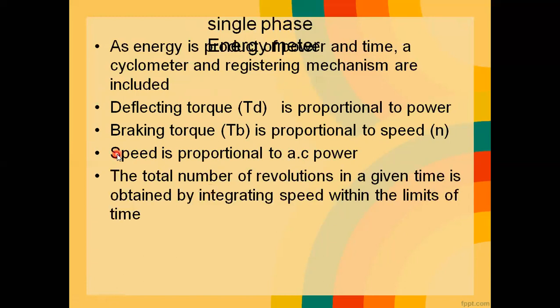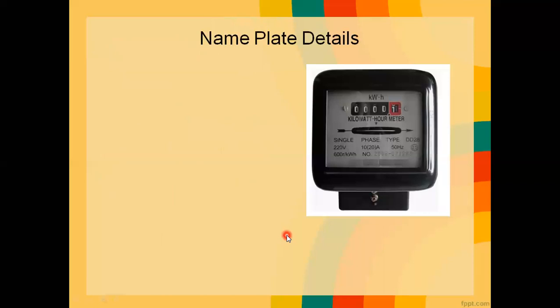Now, if you integrate the above equation that I am showing right now with respect to time, then the total number of revolutions in a given time is obtained by integrating speed within the limits of the time. So on the left hand side, we are going to have the total number of revolutions in a given time, and on the right hand side, we are going to have energy.